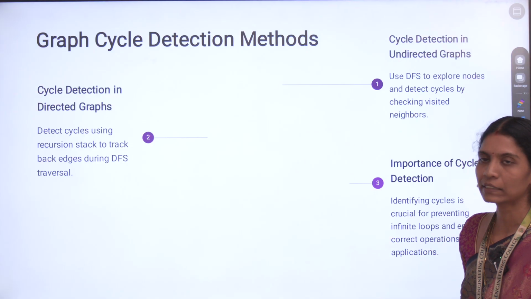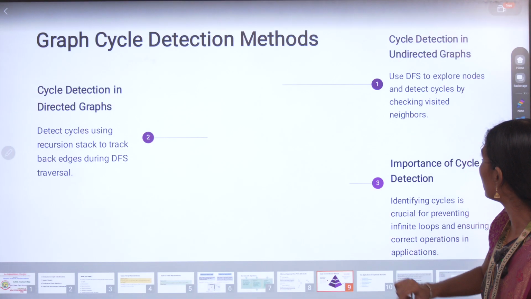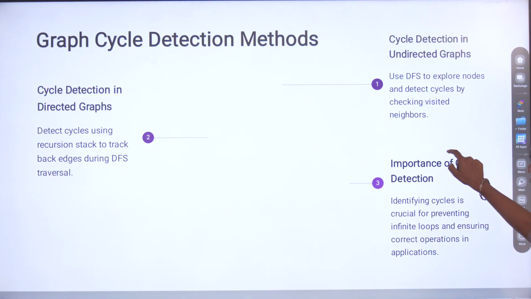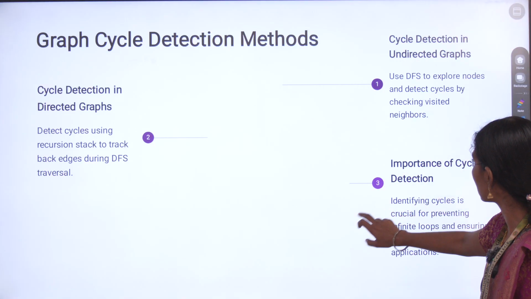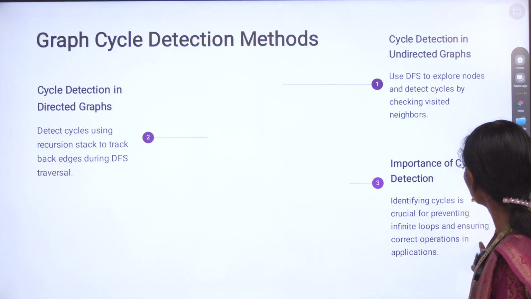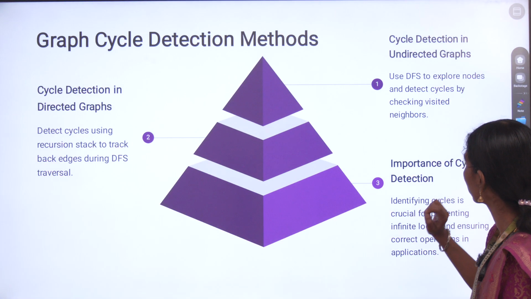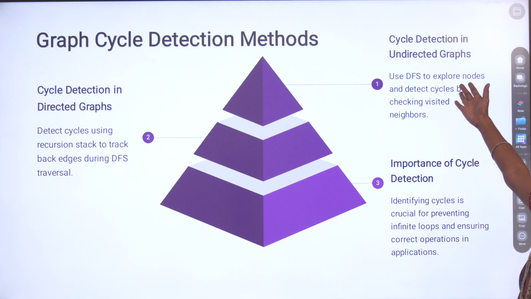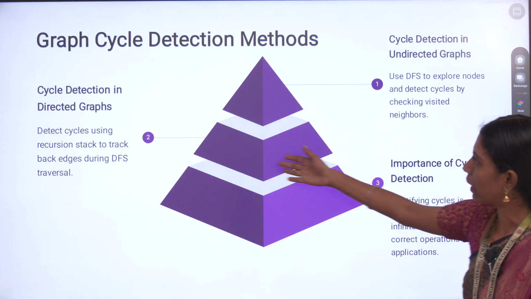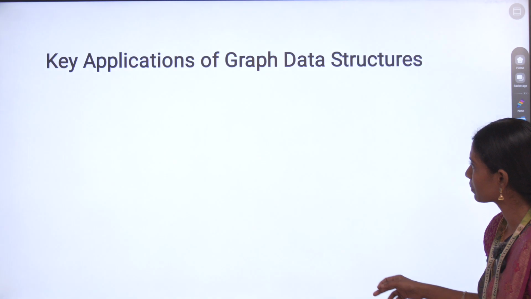Next, graph cycle detection. It contains 3 parts. One is undirected, another one is directed. Cyclic graph undirected and cyclic directed graph.